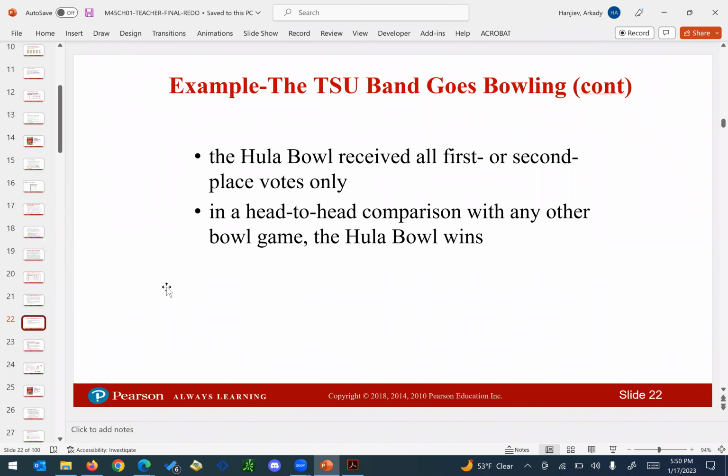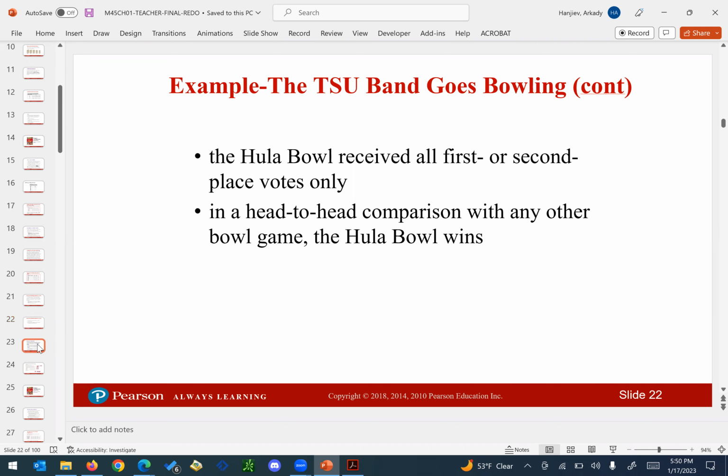All right, so let's go on here. Yes, the Hula Bowl received all first and second place votes. That was super popular. And in a head-to-head comparison, which we'll talk about a little bit later, the Hula Bowl wins totally, right then and there, just wins outright. So I've got to be mindful of that. That makes us come to this little piece right here.